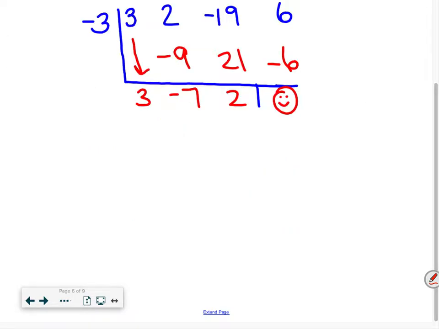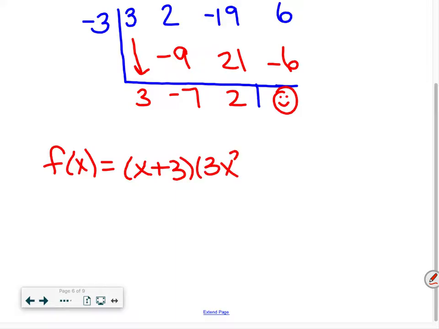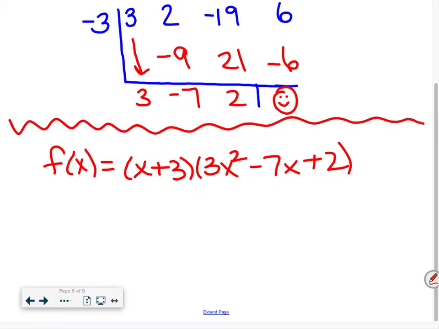Now our function, we can say, is x plus 3 times 3x squared minus 7x plus 2. Do you agree? So if I asked you for all of the factors, okay, this is kind of separate. If I did ask you for all of the factors, could you do that? Yeah.